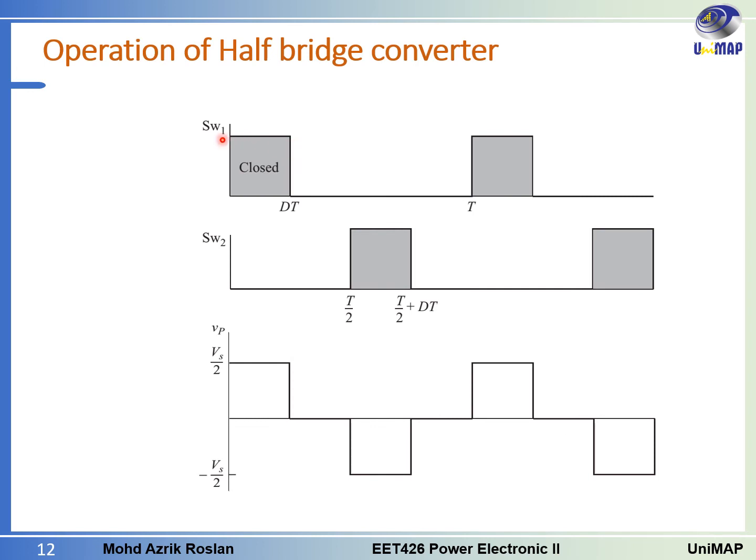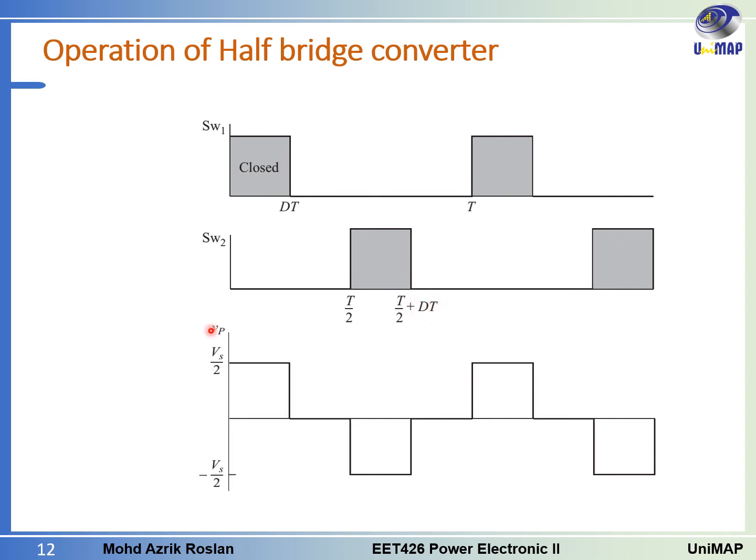The switching sequence for the half bridge converter is also the same as the full bridge. In the first cycle, during the period of DT, switch 1 will close, and then there will be a period where both switch 1 and switch 2 are open. Then during the second half of the switching period, switch 2 will turn on for the amount of DT.